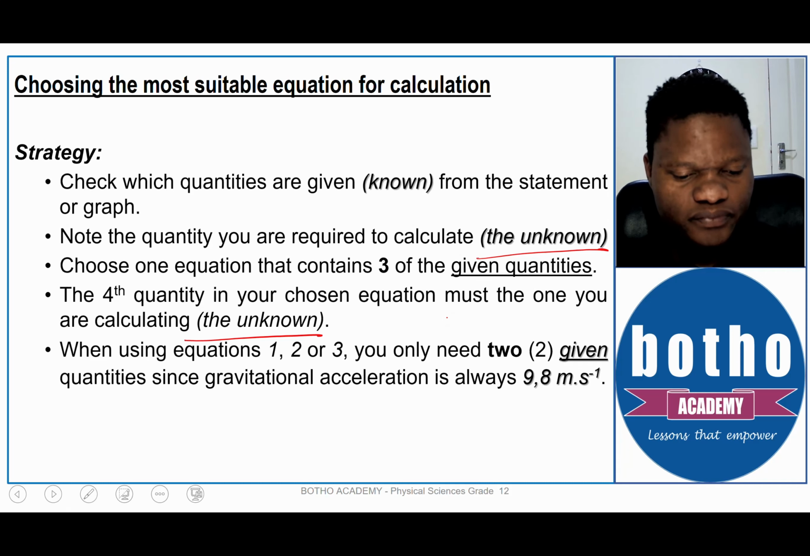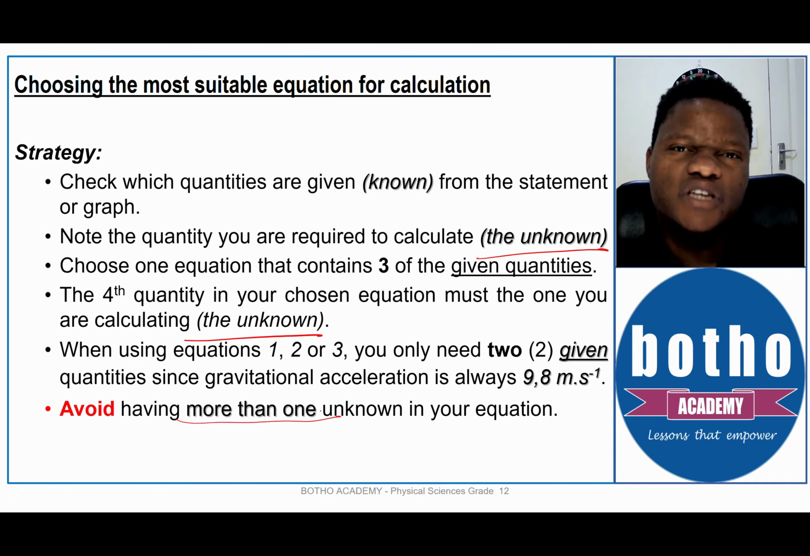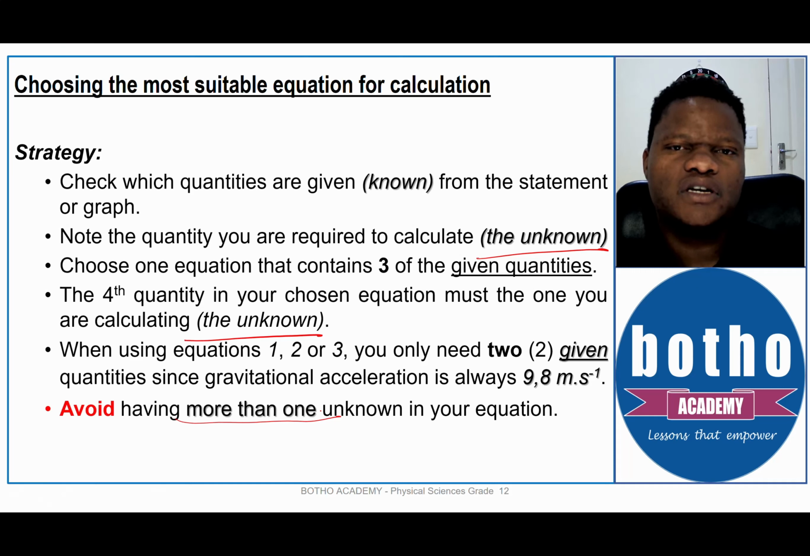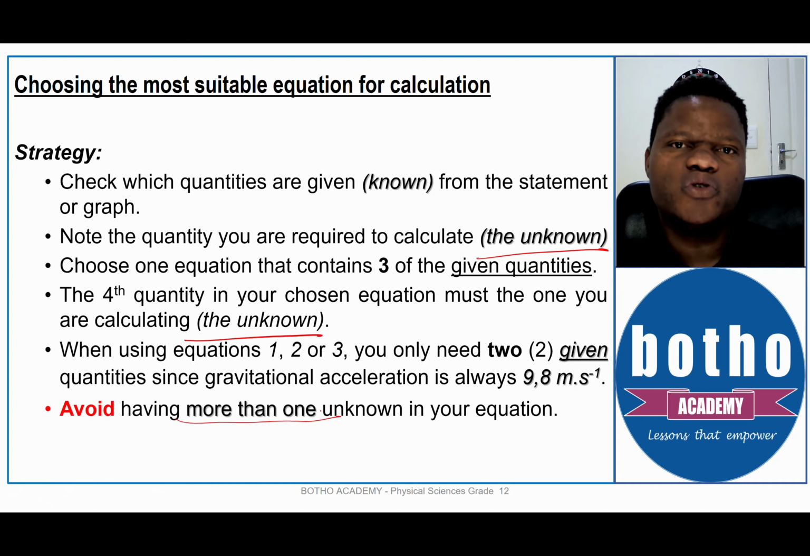So the most important thing is to avoid having more than one unknown in your equation. You must choose an equation where the 3 quantities that you are going to use are known. Either they are given, or you've already calculated one of them. So don't confuse yourself. Make sure that you know 3 of the quantities, and then you calculate the 4th one, because each equation has 4 quantities. If you have the 3, you can calculate the 4th one. That's how you choose the most suitable equation in equations of motion.